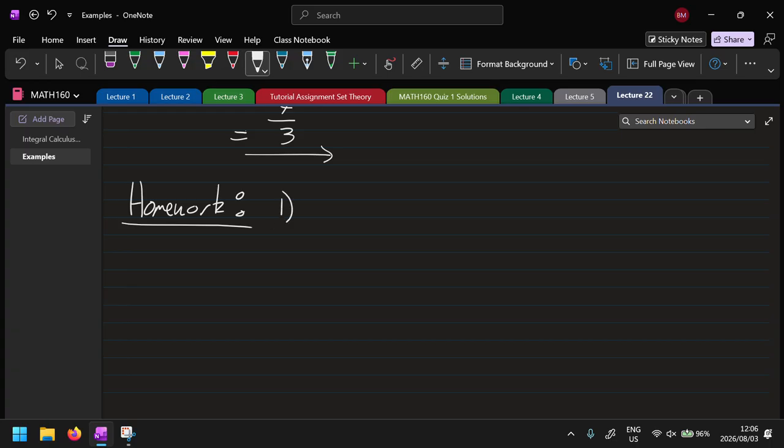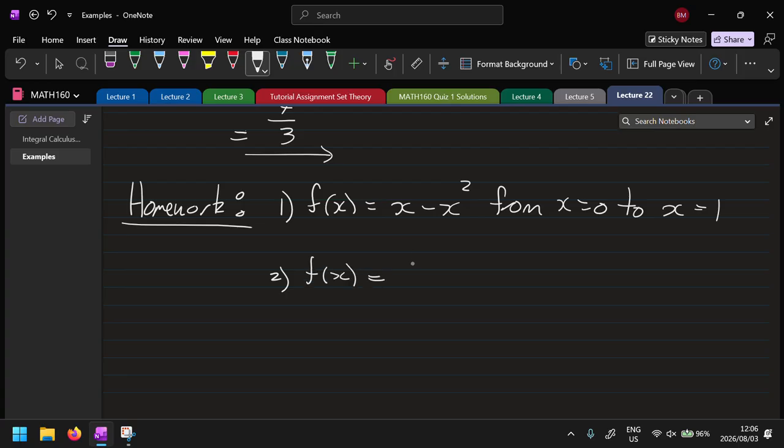So homework problem number 1. F of x equals x minus x squared from x equals 0 to x equals 1. Okay, so you got your A, you got your B, you got your F. You know what to do there. And then number 2, f of x equals 1 plus x cubed. So you see this cubed over here, that will end up being an i cubed when we do the sum. Okay, from x equals 0 to x equals 2.